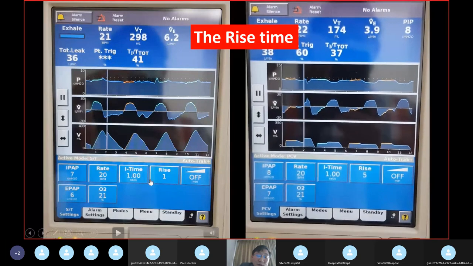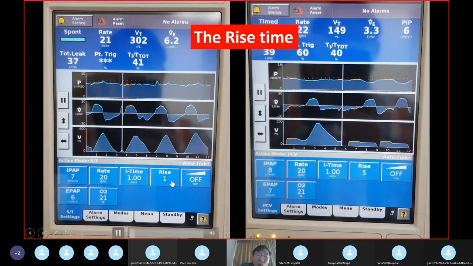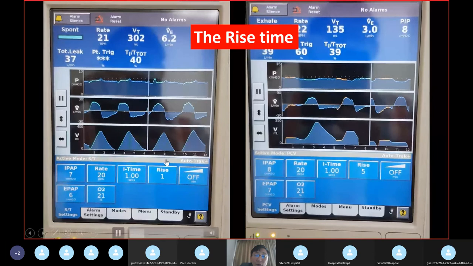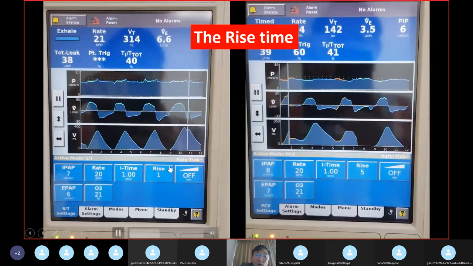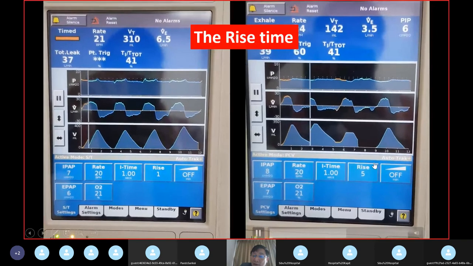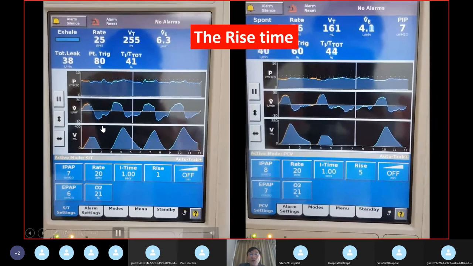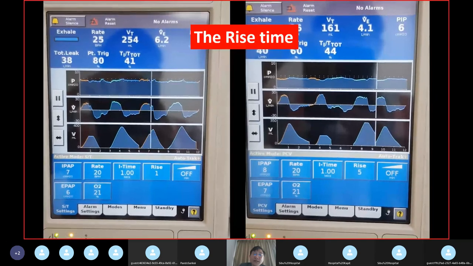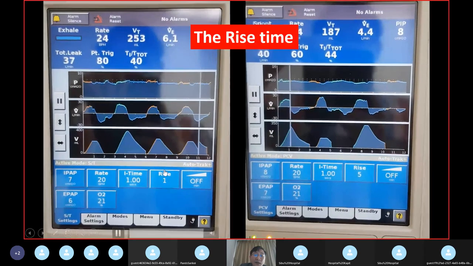Then the other button that you're going to see in the machine is the rise, okay? What does the rise here mean? There are options of rise, either you turn it off, or you choose rise of 1 or rise of 5. It shows how fast you want the flow to rush in in order to achieve the pressure, right? For example, here now, the rise is 1.